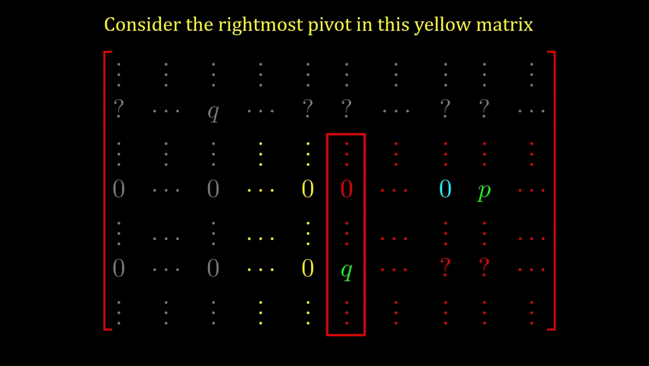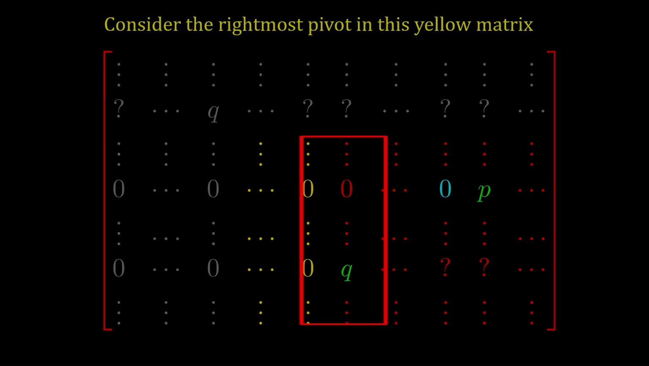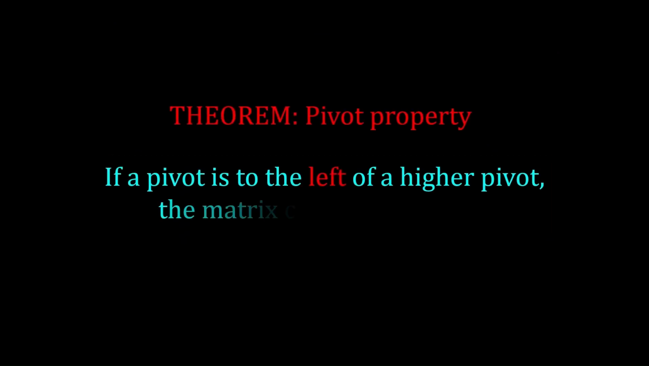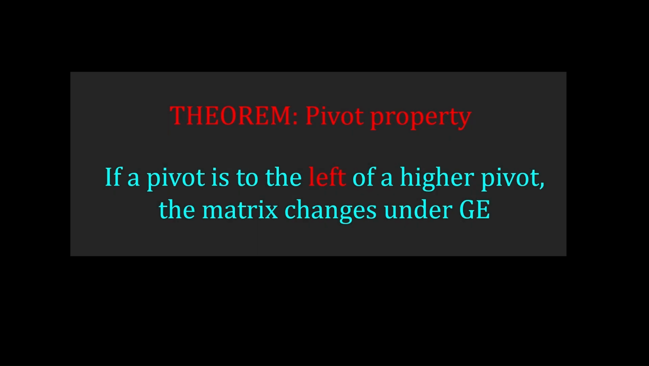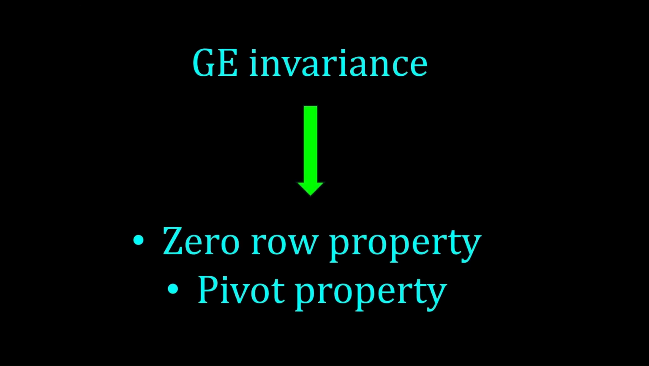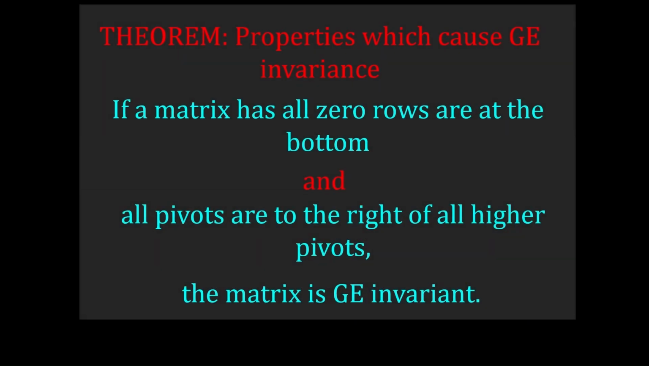This is definitely going to change under Gaussian elimination. Either Q will become the pivot or it will be eliminated. So we've proven it. The pivot property is done. If a pivot is to the left of a higher pivot, the Gaussian elimination will correct that. Okay, so we've proven now by contrapositive, if Gaussian elimination doesn't change a matrix, it has these two properties. But now we want to show the reverse direction because that will truly mean that these are equivalent.